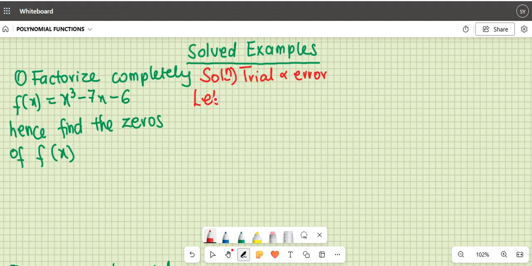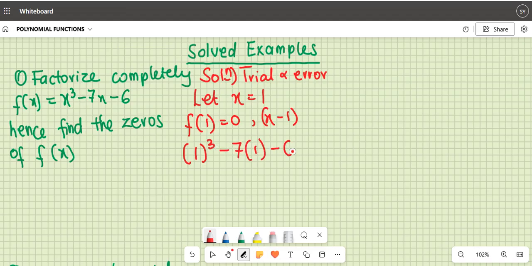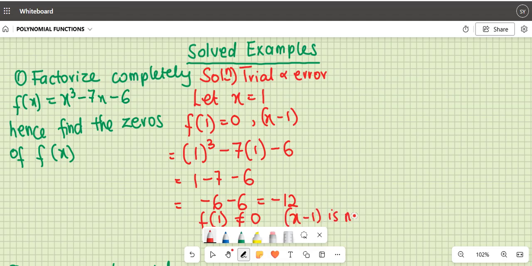So we'll start by assuming, let's say, x is 1. If f of 1 is 0, then we can say that x minus 1 is a factor. So let's test f of 1. We are going to have 1 cubed minus 7 times 1 minus 6, and this is going to give us 1 minus 7 minus 6. 1 minus 7 is negative 6, minus 6 is negative 12. So it means that f of 1 is not 0. So x minus 1 is not a factor.